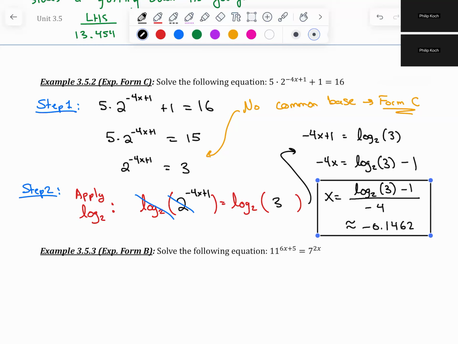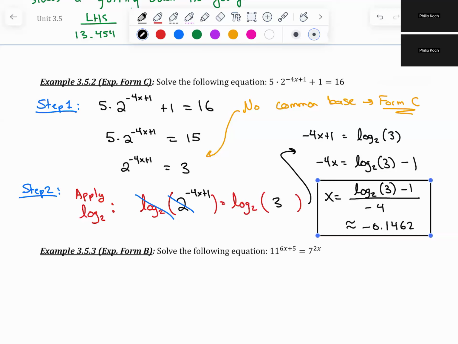So case in point, if I plug in negative 0.1462 into the equation, 5 times 2 raised to the negative 4 times negative 0.1462 plus 1 in the exponent, then out, and then plus 1. If I plug that into my calculator, I get 15.9983. That's really close to 16. So since I'm using the approximation, I shouldn't get 16 exactly, but I should get dang close, and I did.